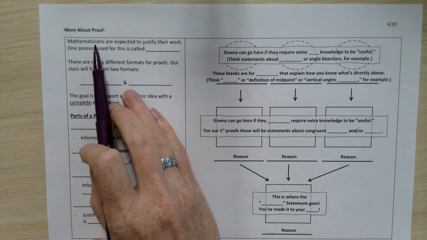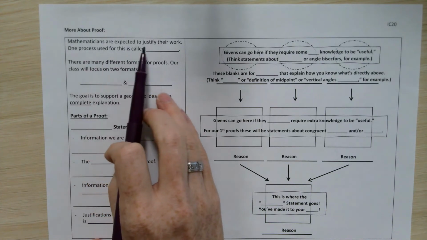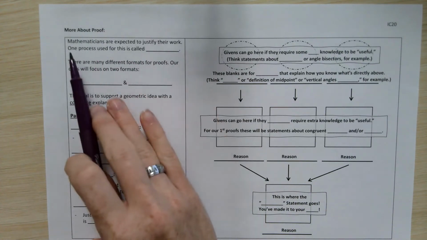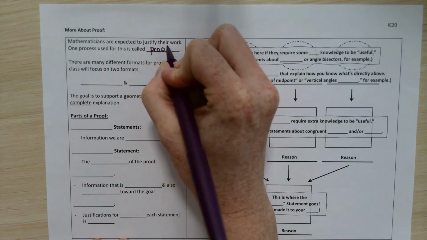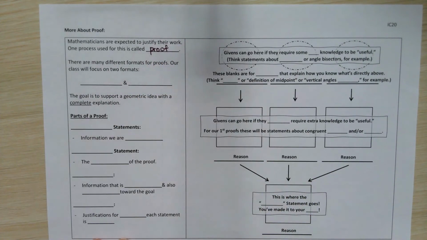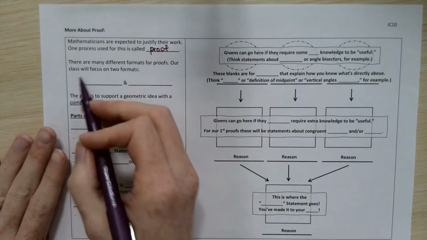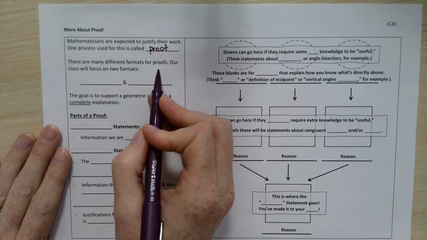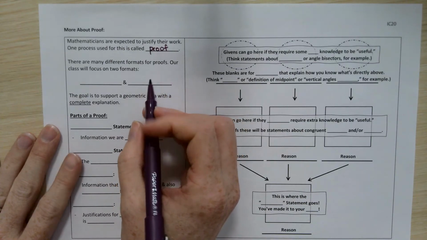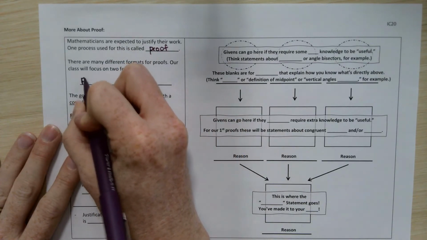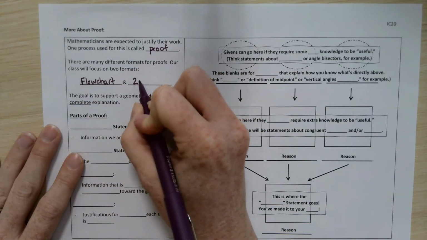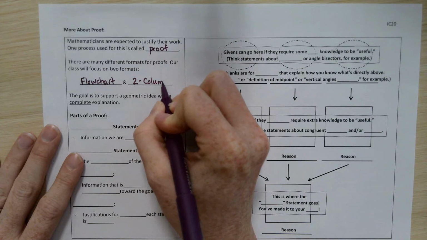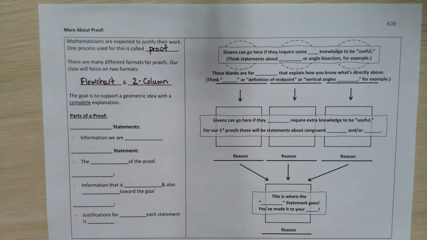So more about proof in general. Mathematicians are expected to justify their work, and one process for this justification is called proof. So proof is just a way of explaining why things are true. There are many different ways you can write proofs, different formats. Our specific geometry class focuses on these flowchart proofs that you've started to see. And then, as I mentioned, we're going to transition by the time you take your assessment into 2-column proofs.